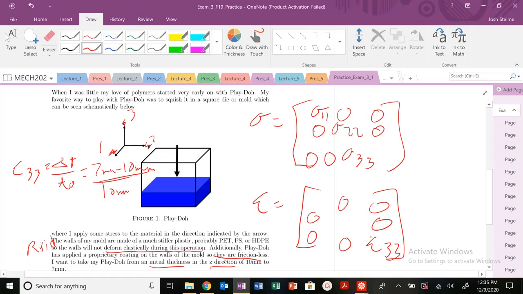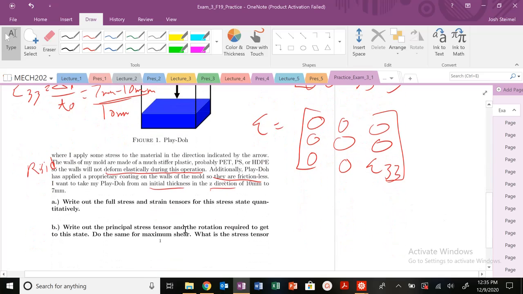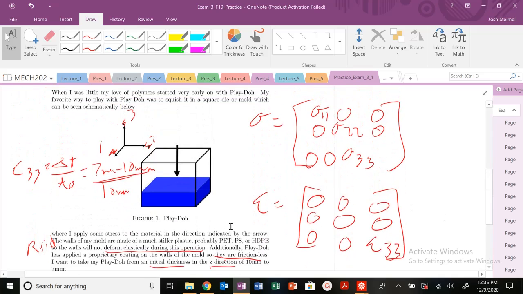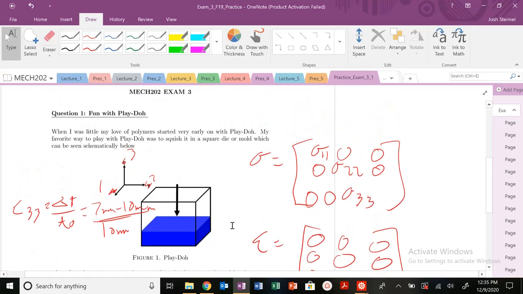We'll know that value, but we also know that the strain in the 2-2 and 1-1 directions will be 0 as well, because again, they're constrained. That material is not going to expand in that direction as much as it might want to. So let's solve for this quantitatively. We're dealing with Play-Doh, a polymer, so Young's modulus is 1 gigapascal and nu is equal to 0.4. Let's start solving this problem.